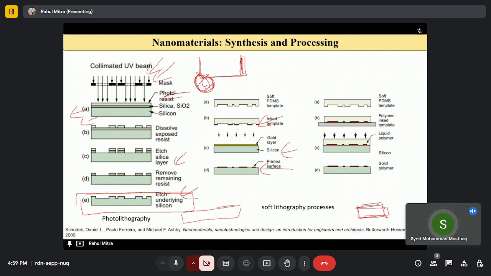In the other process, we have a polymer inked template. Instead of the gold layer, we have a liquid polymer, and after solidifying, we again have a definite profiling, not with a solid gold layer, but with a solid polymer. So this is about the soft lithography process.